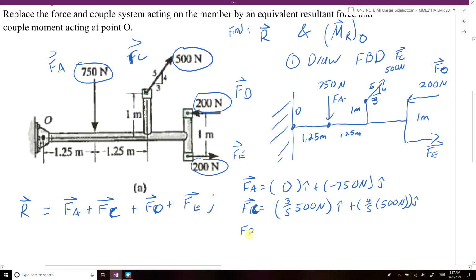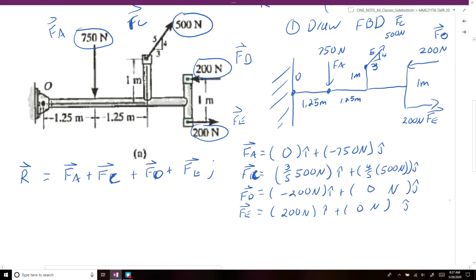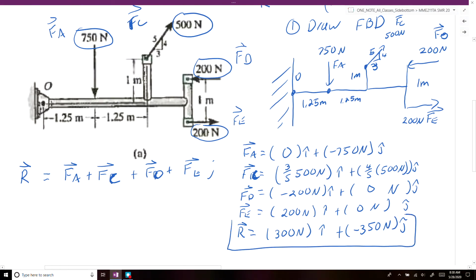And then F of D is equal to minus 200 newtons in the x direction, and 0 newtons in the y direction. And then F of E is equal to 200 newtons in the x direction, and 0 newtons in the y direction. So if we add these all up, the 200 newtons cancel, so we end up with a resultant force of 300 newtons i, and then our y component is going to be equal to minus 350 newtons j. Alright, so that's our first value that we were looking for.